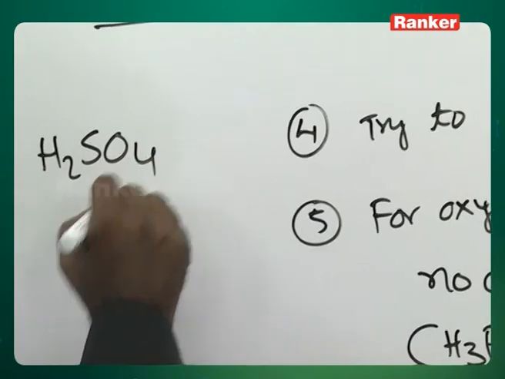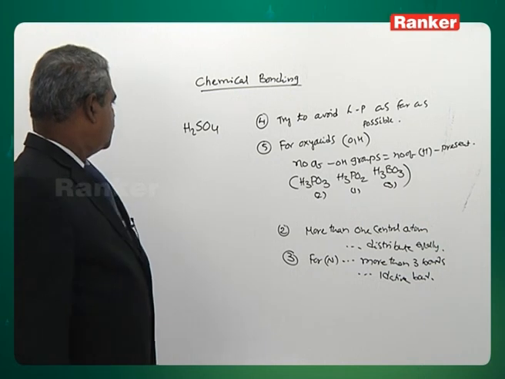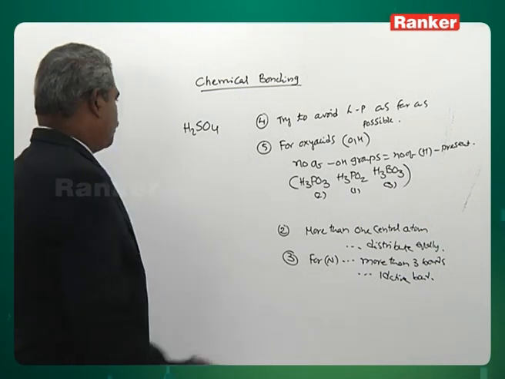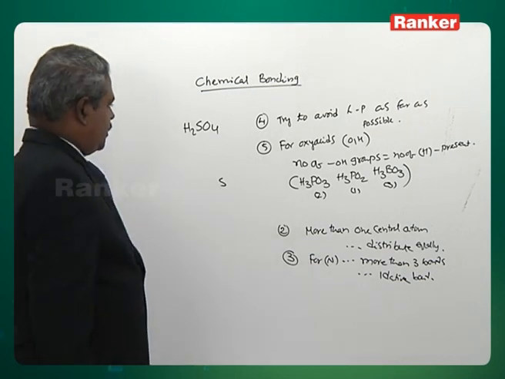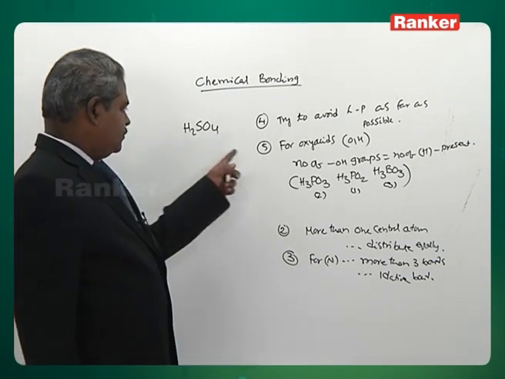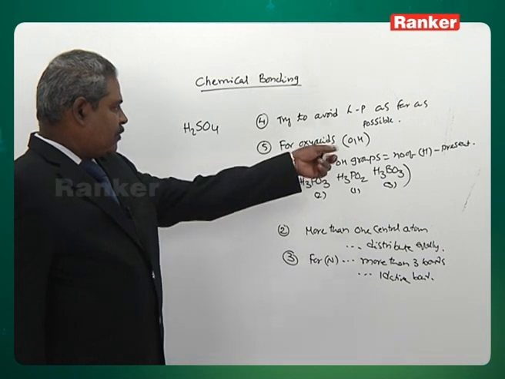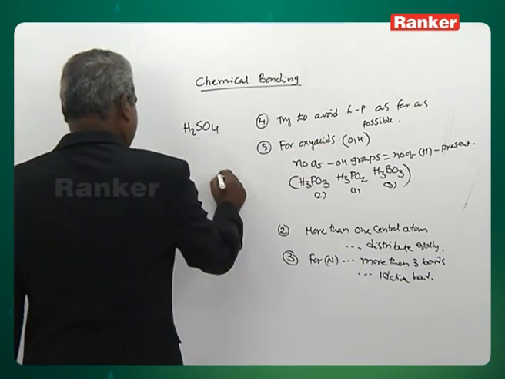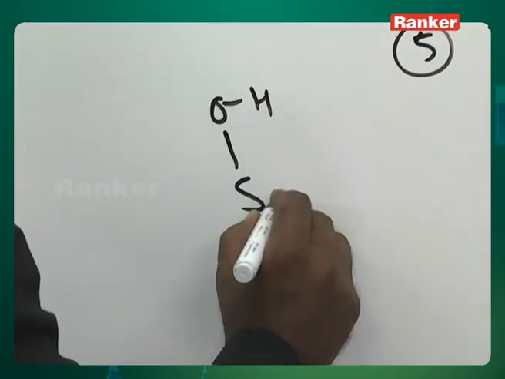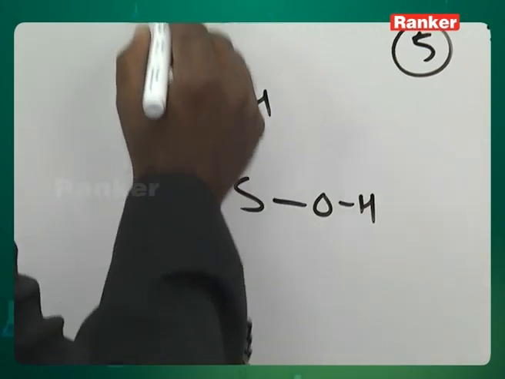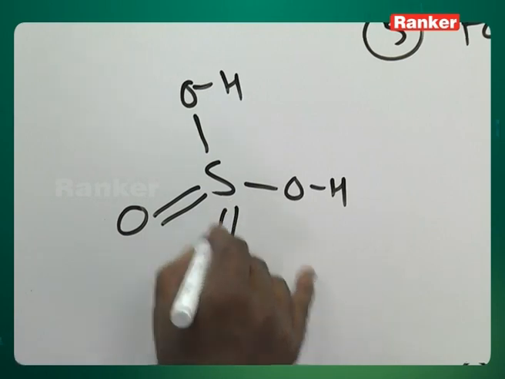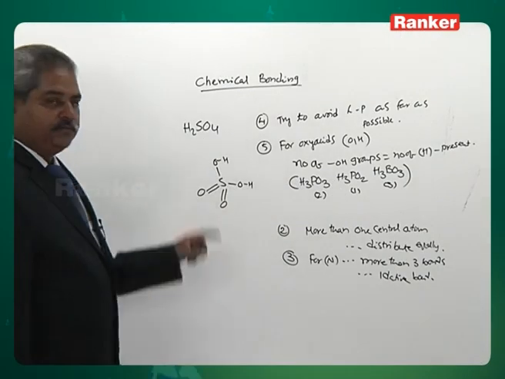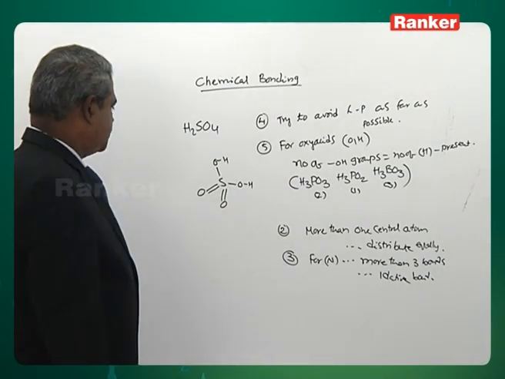Now, H2SO4. How will you draw the structure? H2SO4, 1 sulfur, the central atom, and 2 hydrogens. The number of OH groups is equal to the number of hydrogens present. Since you have 2 hydrogens, you draw 2 OH. What else are you left with? 2 oxygens, they form 2 bonds each. That's all. As simple as that.